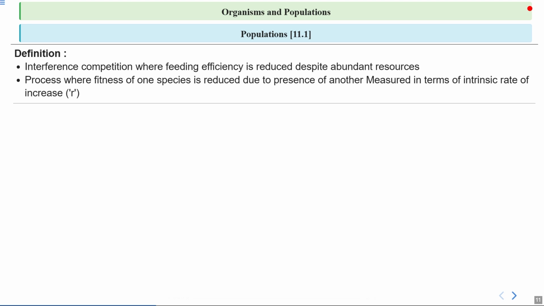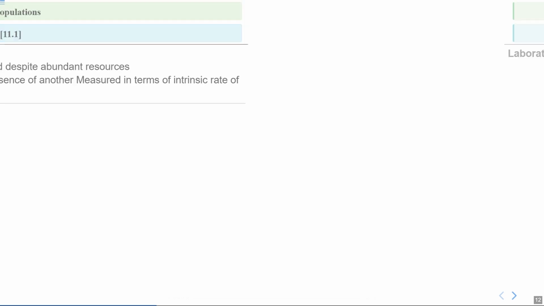Scientists often use something called the intrinsic rate of increase, or r, which tells us how fast a population can grow under perfect conditions. When competition is strong, the rate goes down because individuals aren't as successful. So this shows us how important these interactions are for predicting changes in populations over time.